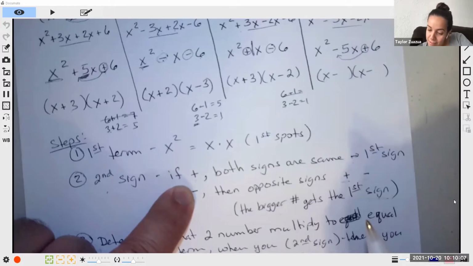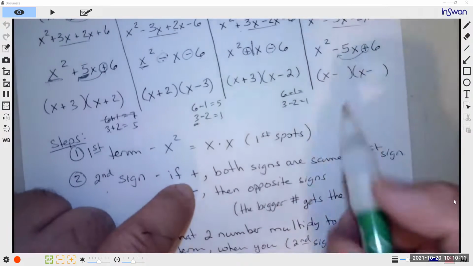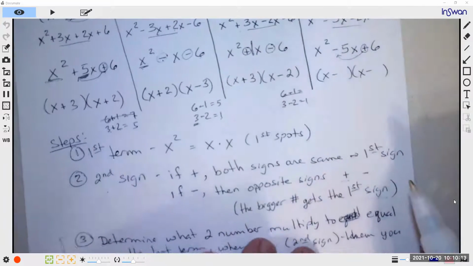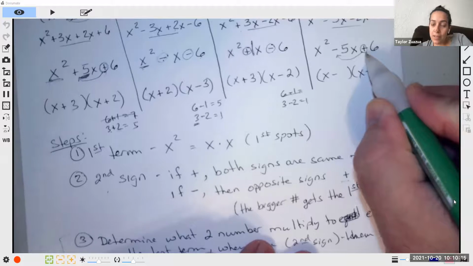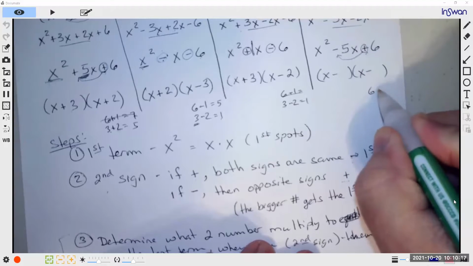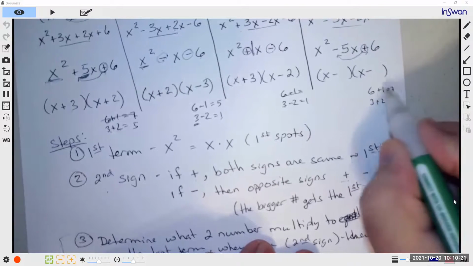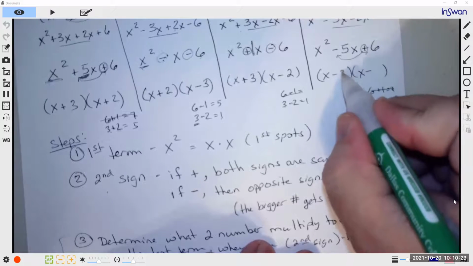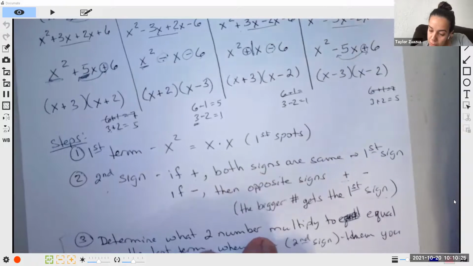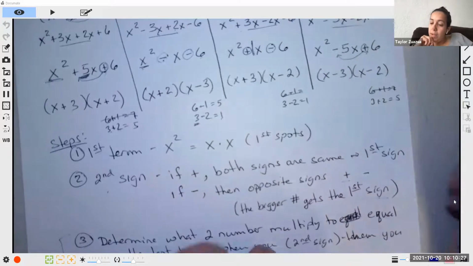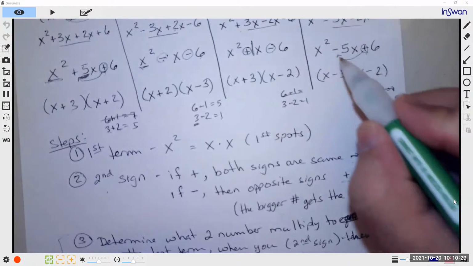I'm lost again. Okay, so I'll go over why we're adding on this part. Yeah. Okay. 6 plus 1 is 7. 3 plus 2 is 5. So we're doing the 3 and 2. Gotcha. Because remember, here's the thing about it.